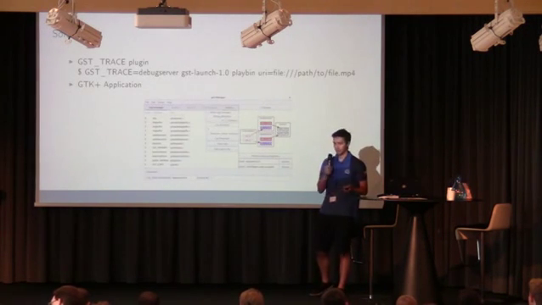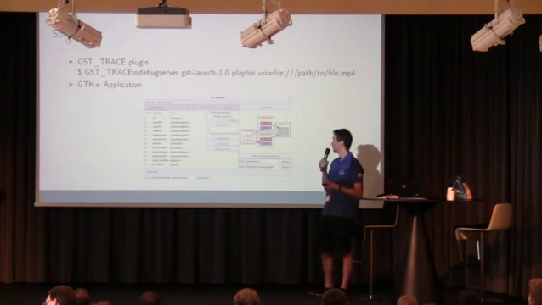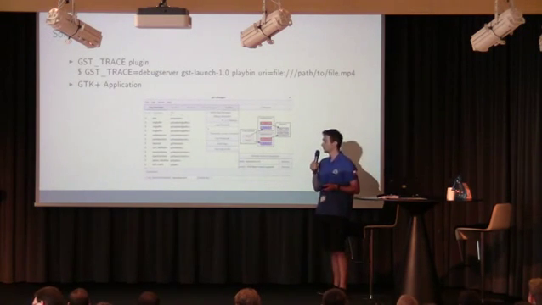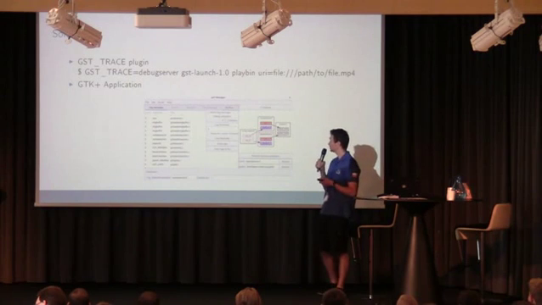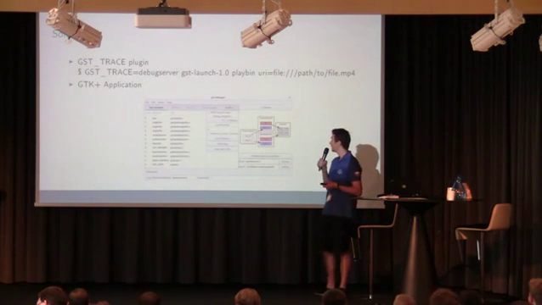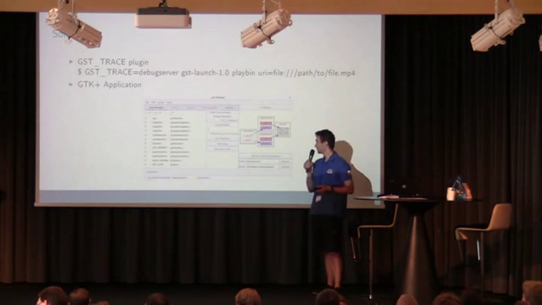Okay, so that's the solution. My project consists of two parts. The first part is the server. It's implemented as a GstTrace plugin. The GstTrace module is not implemented in the current stable GStreamer version, but it will be in the future. And the client side is a GTK+ application.